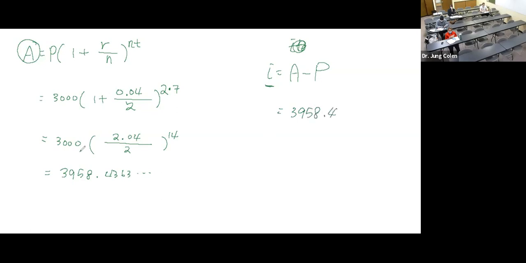We can do this. Let's approximate this as money. So you have 3,958.44 minus the principal, how much you invested. That gives you the interest.